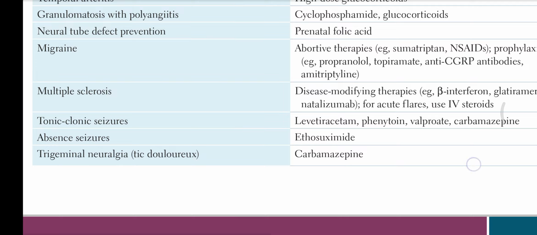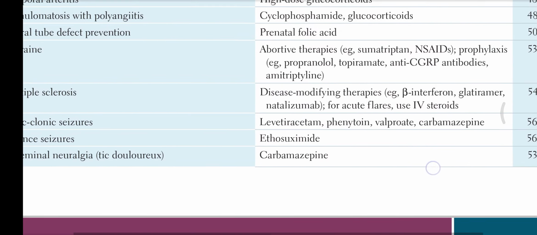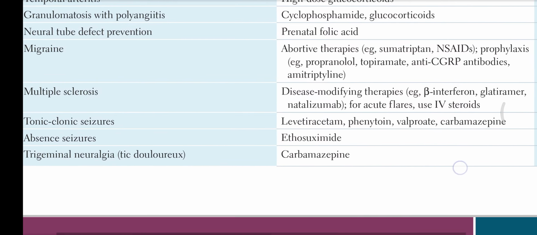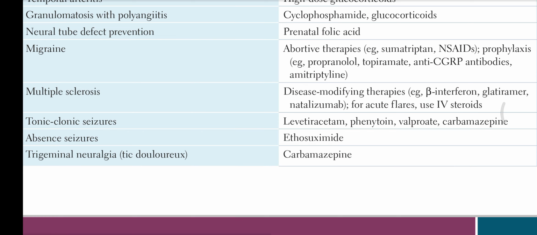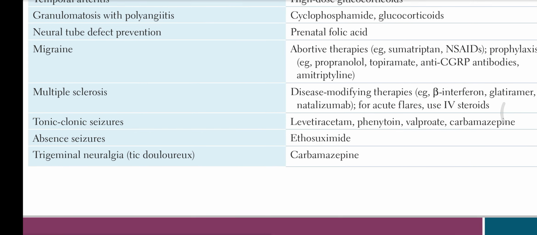For MS, multiple sclerosis, disease-modifying therapies include beta interferon, glatiramer, and natalizumab. For acute flares, use IV steroids.